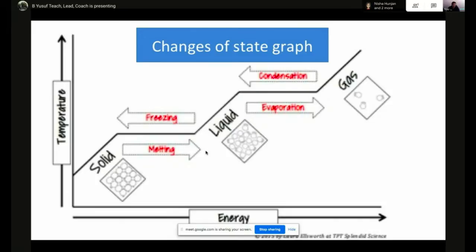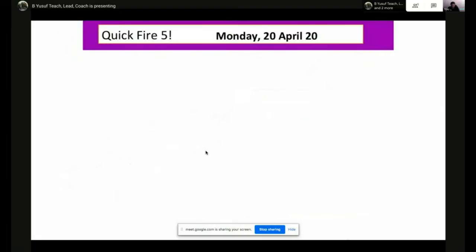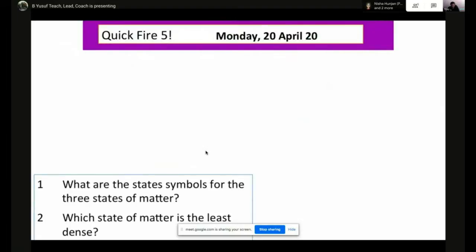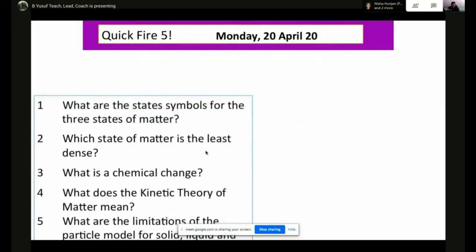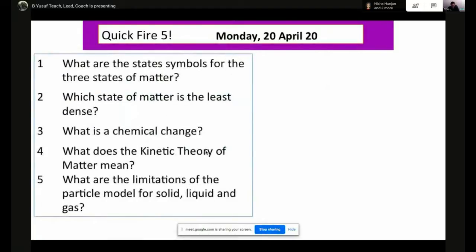That just basically links to our previous lesson when we looked at the changes of state, and the lesson before that when we looked at the 3 states of matter. So quick fire 5 again. Those of you that joined me last lesson will remember that at the start of every lesson, we will recap what we covered, just to keep it fresh in our minds, and just to see how quickly we can explain the answers. So if you're joining in with your exercise book or a sheet of paper, or even a device, whatever you want to write on, just write numbers 1 to 5.